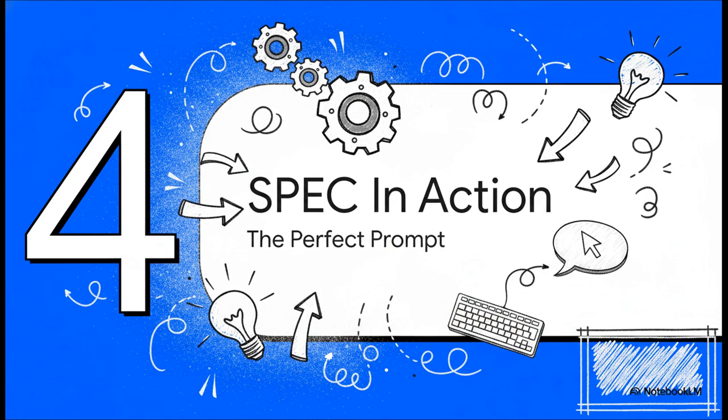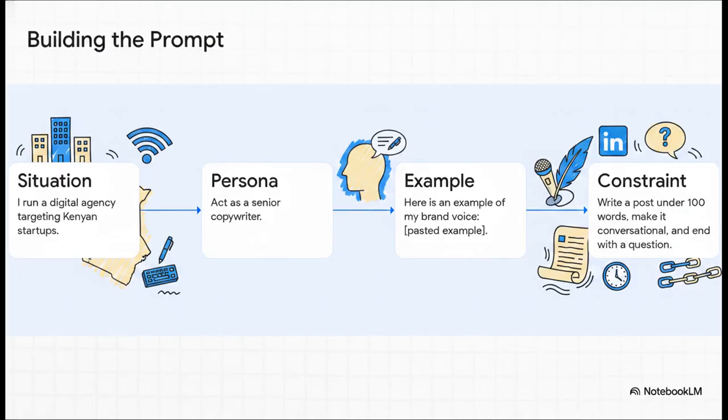Okay, so we've learned all 4 parts of the framework. Now for the fun part. Let's put it all together and see what a full-blown SPEC prompt looks like in action. Let's build it step by step. First, the situation. I run a digital agency targeting Kenyan startups. Then, the persona. Act as a senior copywriter. Next, the example. Here's a sample of my brand voice. And finally, the constraints. Write a LinkedIn post, keep it under 100 words, make it conversational, and end with a question. Do you see the difference?